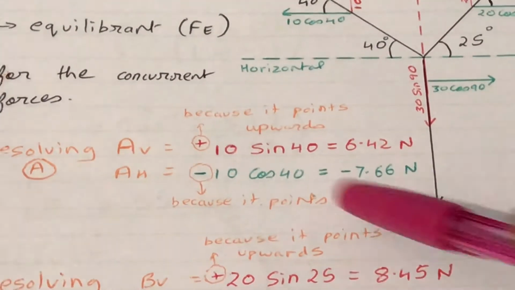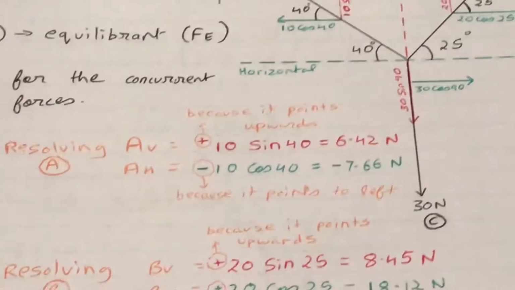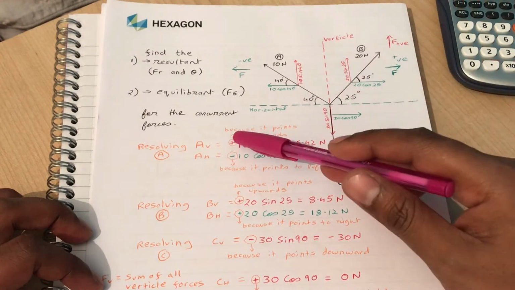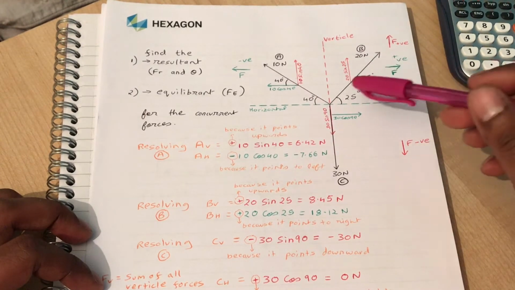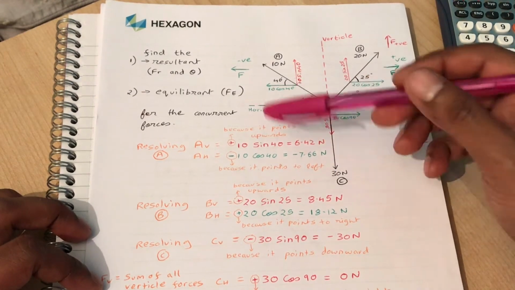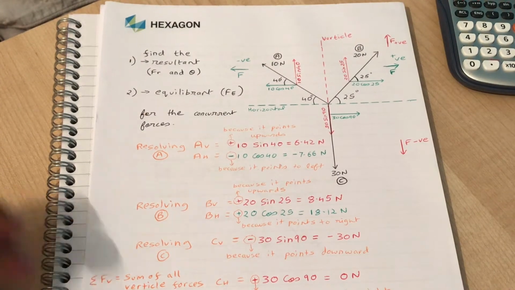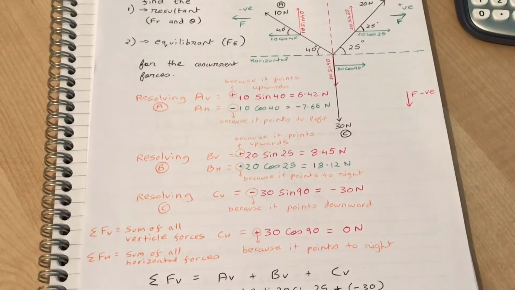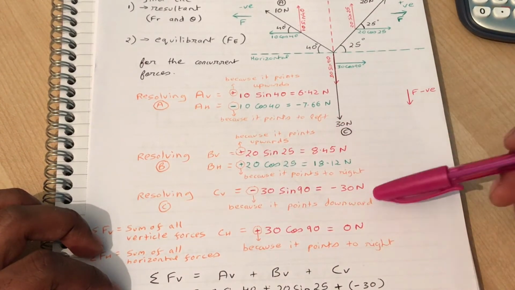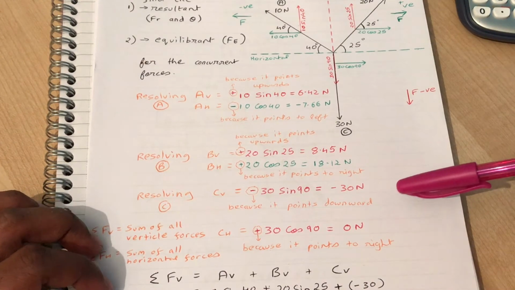Now why do you have a positive and a negative sign? That's because of our convention that I was talking about earlier. You see, anything going upwards is positive, anything going sideways in the left direction is negative. So that's our convention for the forces, and I have done the same for the other two forces, that is B and C. I've resolved them into horizontal and vertical components.